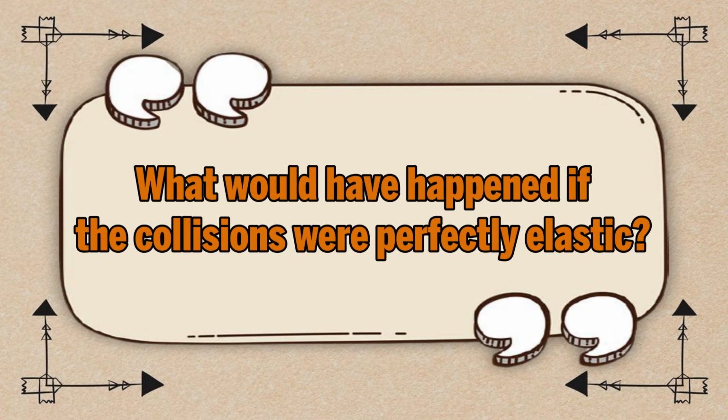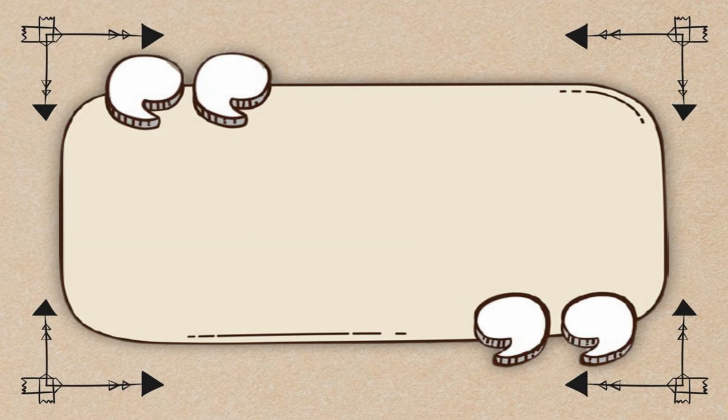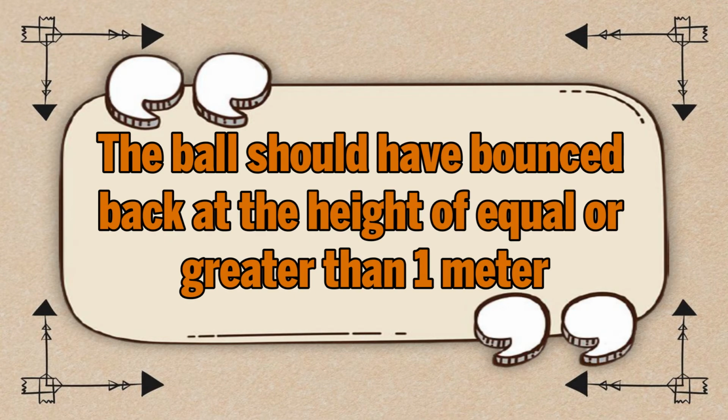Question number 8. What would happen if the collisions were perfectly elastic? If the collisions from the experiment were perfectly elastic, then the ball should have bounced back at a height equal or greater than 1 meter.